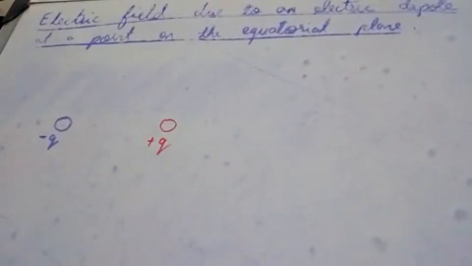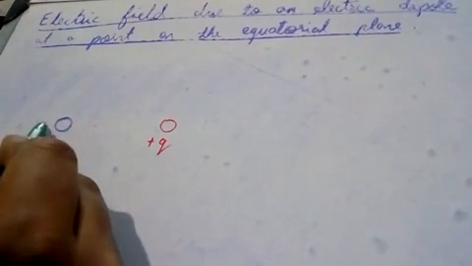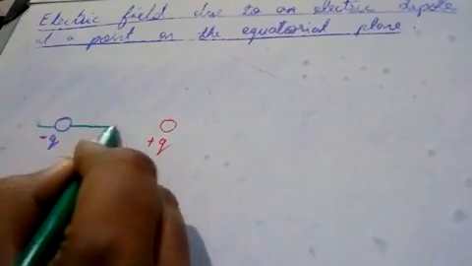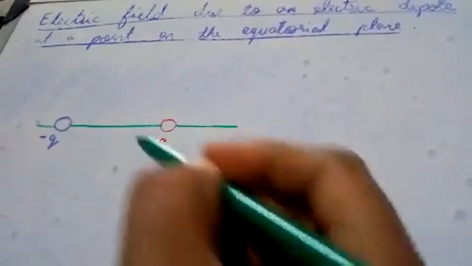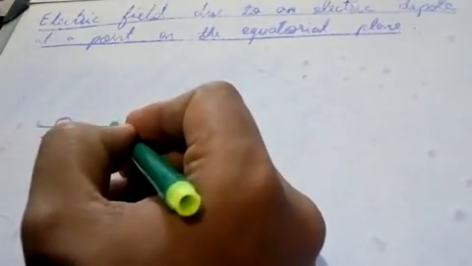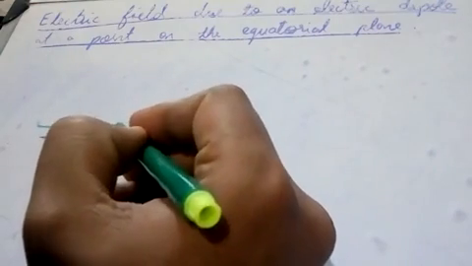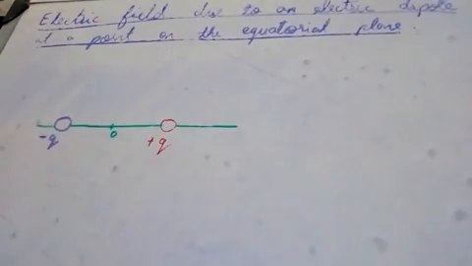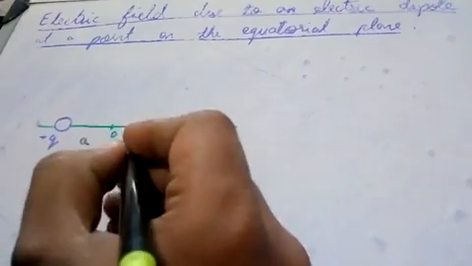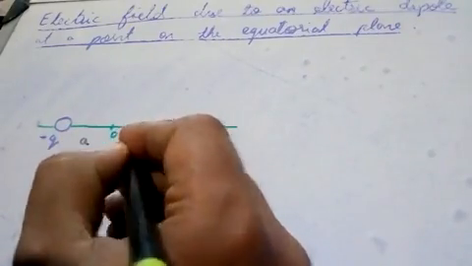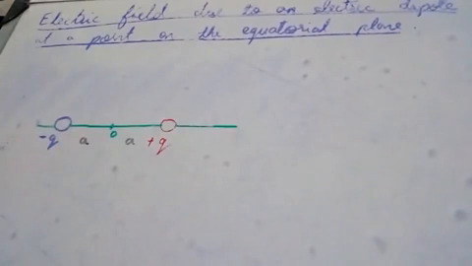There's a distance between them. For that we'll draw the axis here like this. Let this be the midpoint of the axis, and we'll name it O. The distance from O to each charge we'll mark as small a, and this distance is also small a.